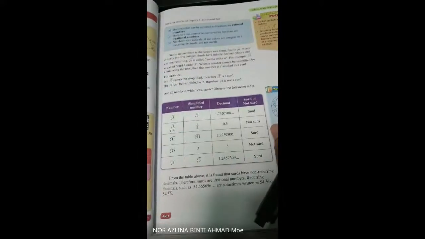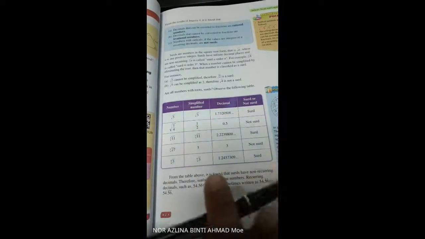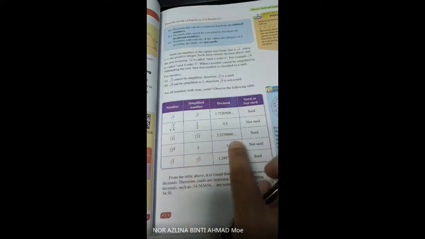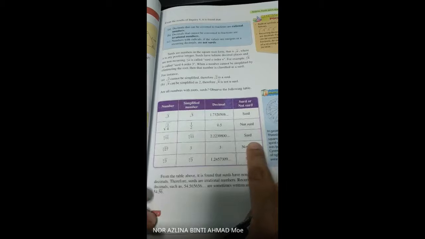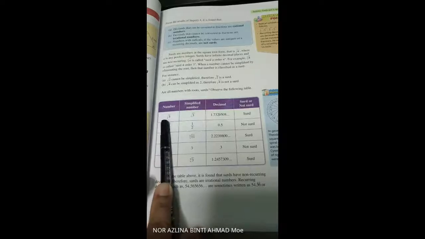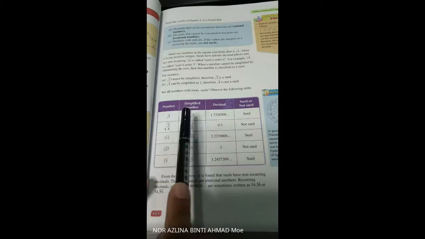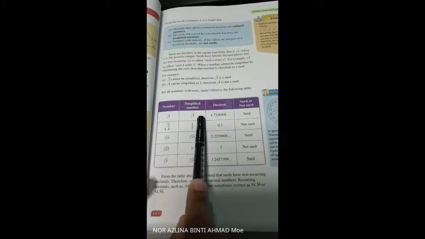Okay, still in. Okay, page 97. Page 97. We have number, simplified number, decimal, surd or not surd. Okay. Number, the first one, square root 3. Square root 3. Simplified number, we cannot simplify. So the number is still surd 3 order 2.